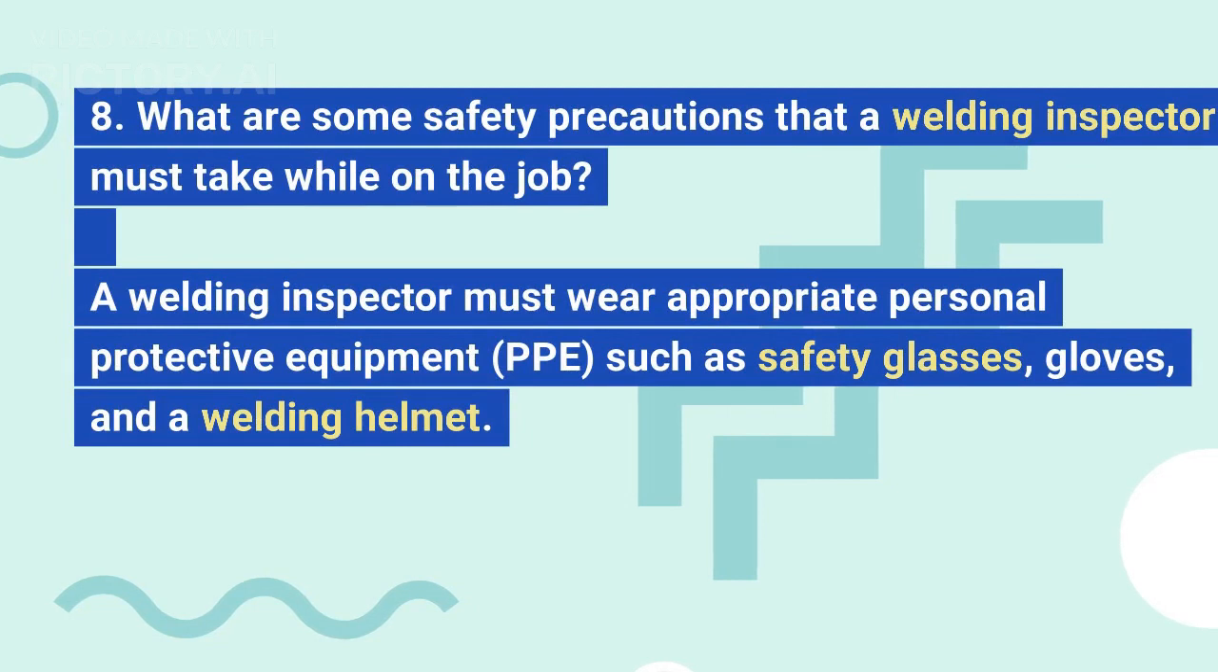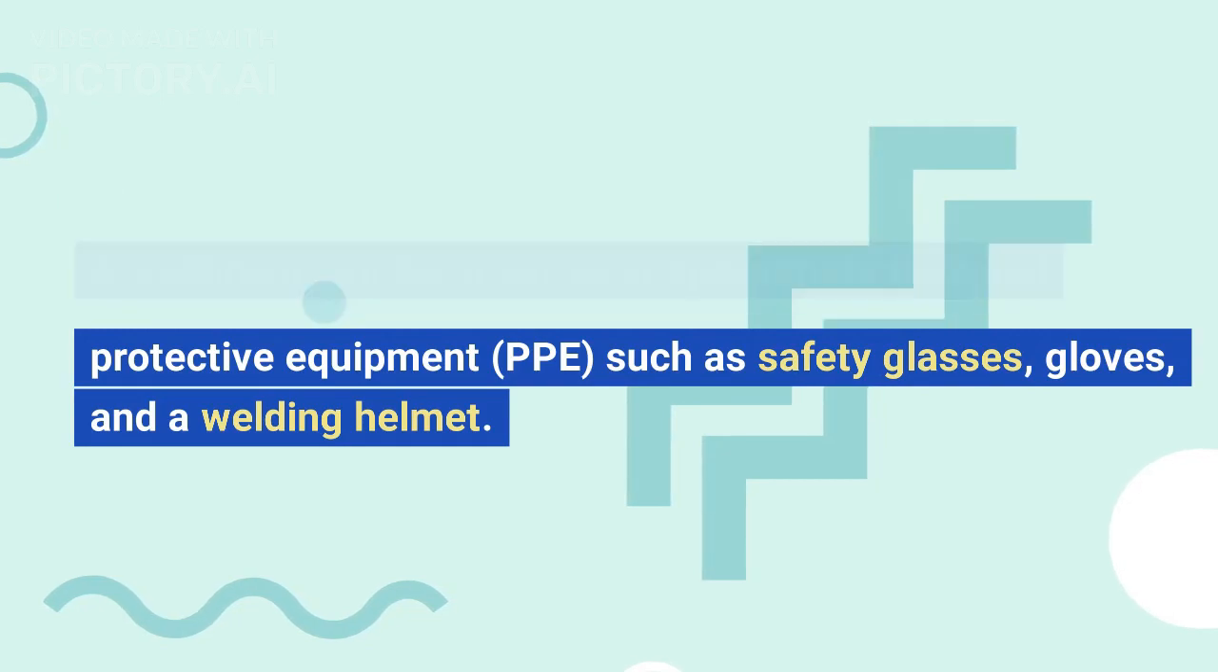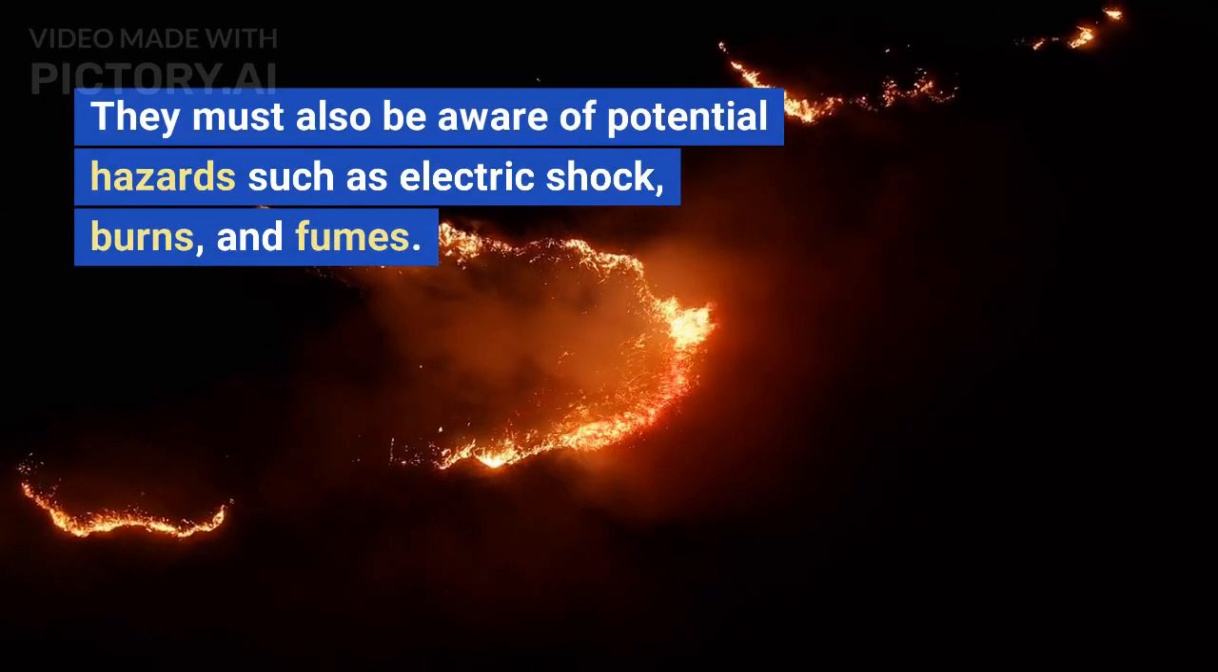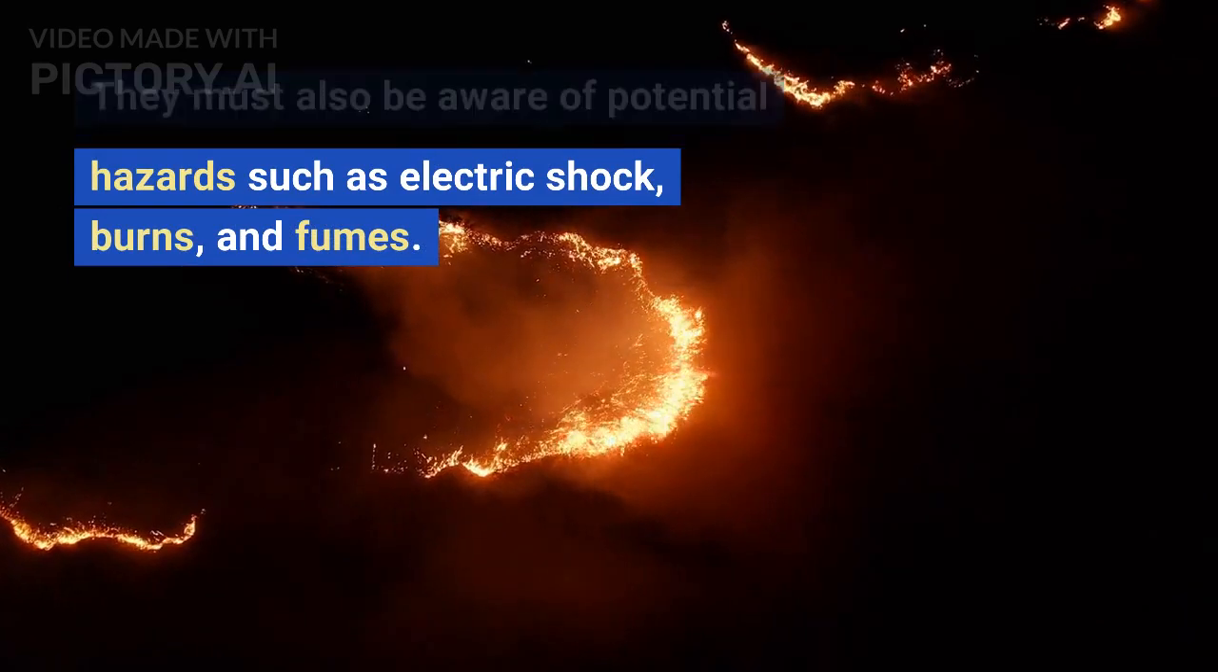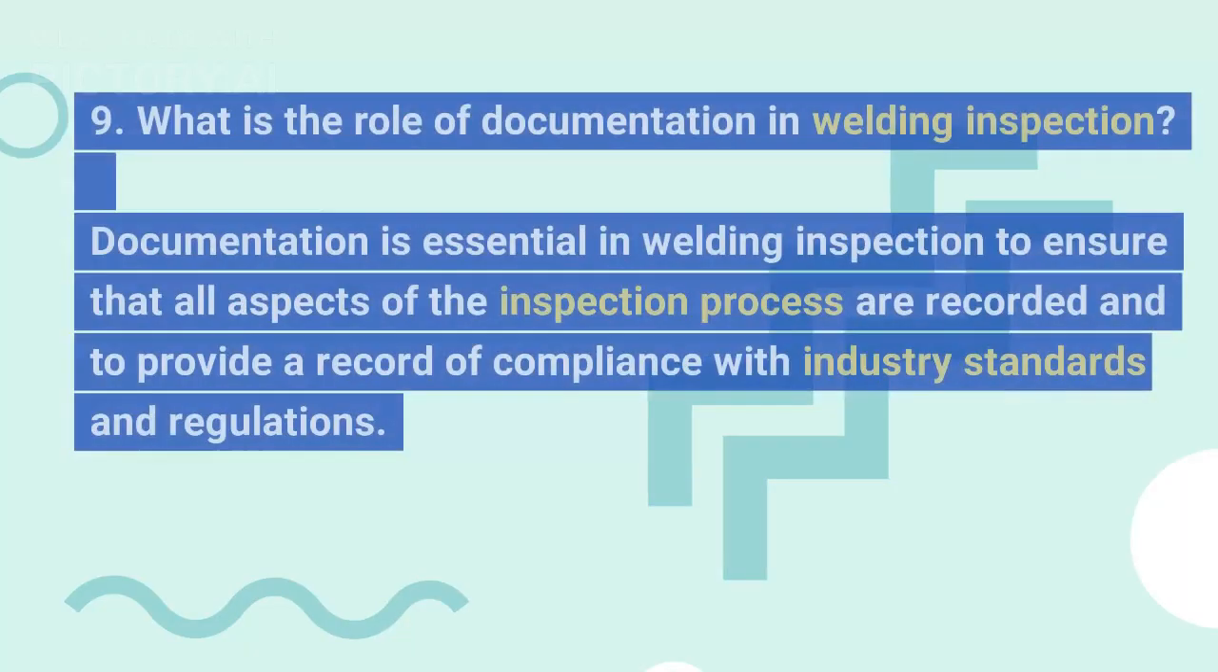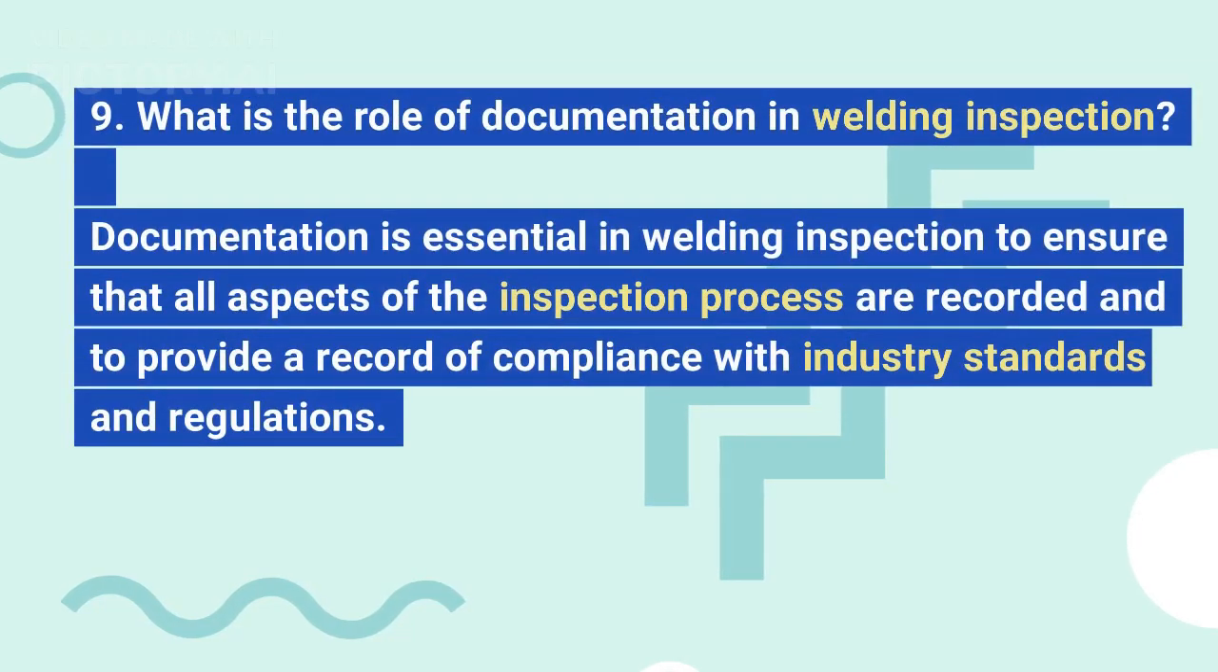A welding inspector must wear appropriate personal protective equipment, PPE, such as safety glasses, gloves, and a welding helmet. They must also be aware of potential hazards such as electric shock, burns, and fumes. 9. What is the role of documentation in welding inspection?